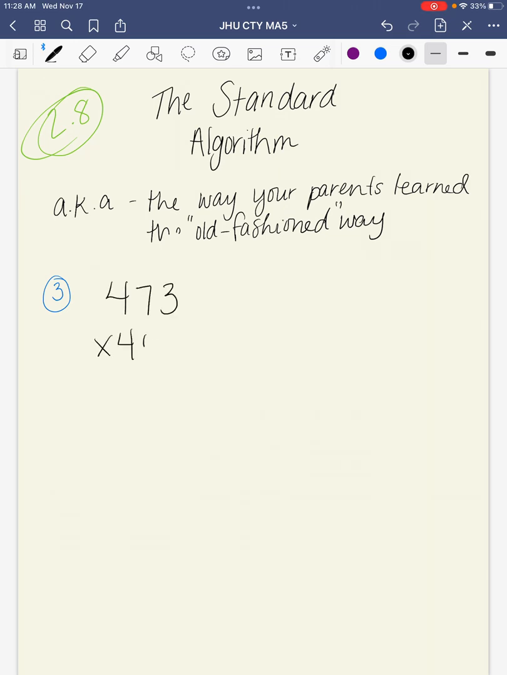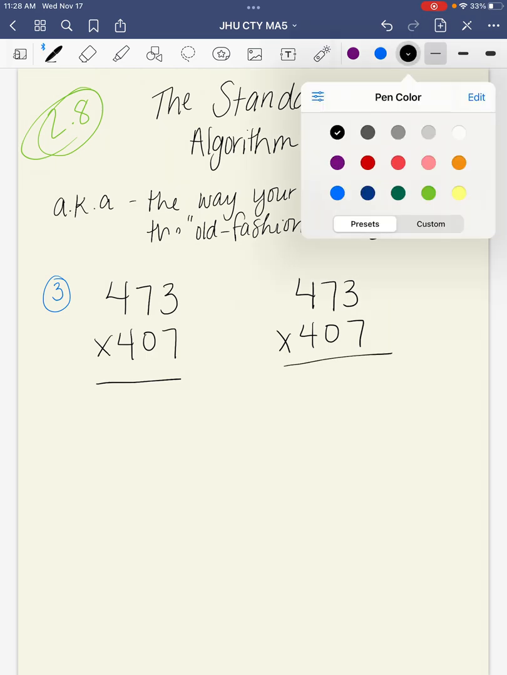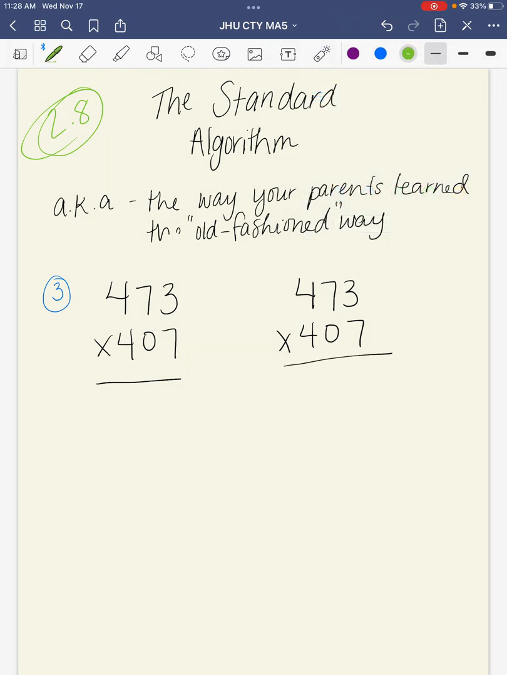473 times 407. And I'm going to solve it twice, but the second time we're going to do something a little different. So the first time I'm going to solve it straight through with the standard algorithm, nothing different.